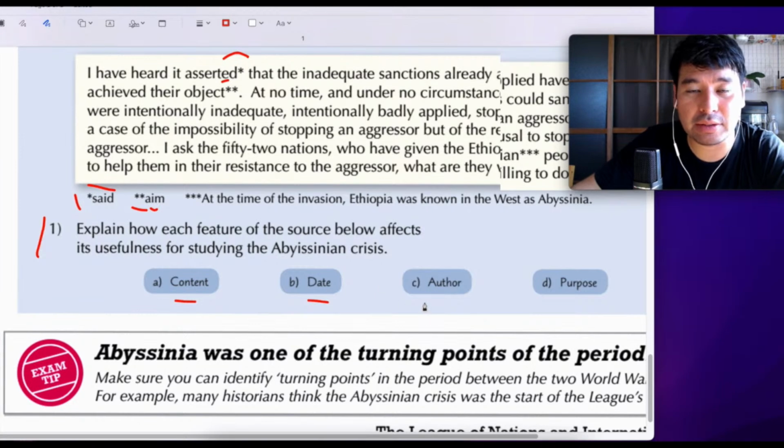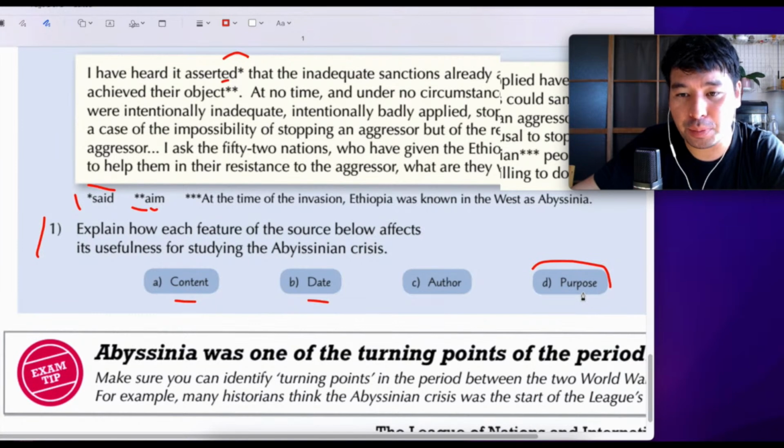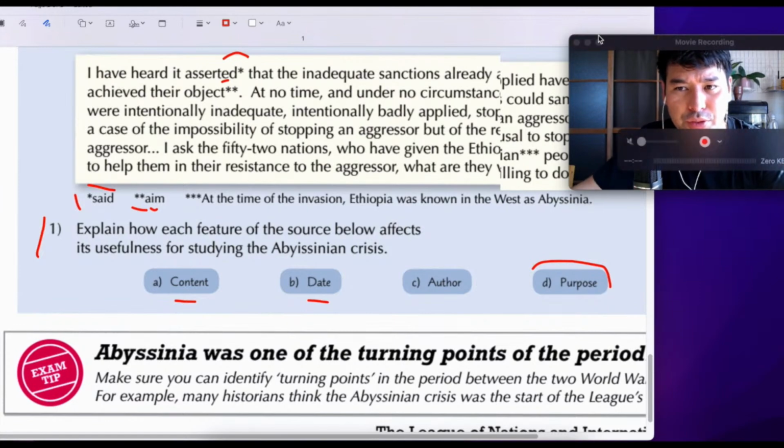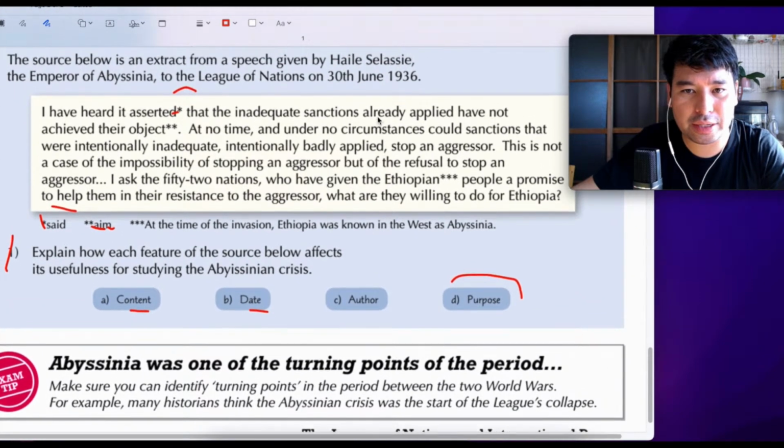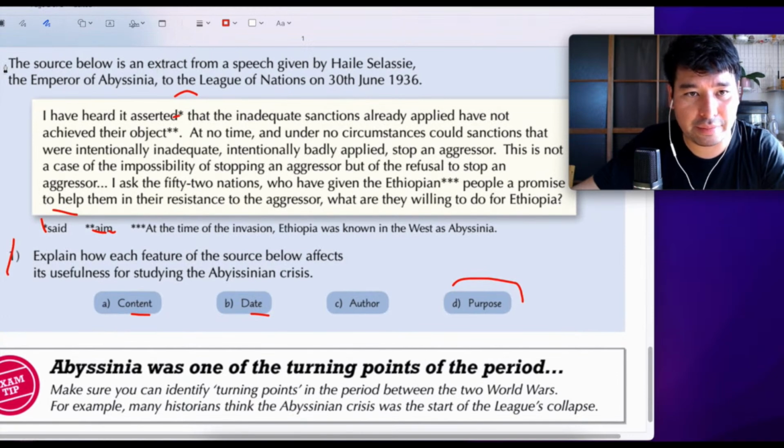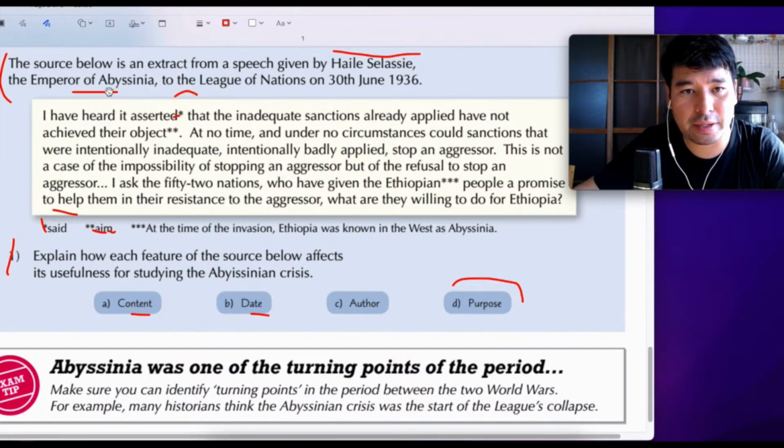Yes, that's the information. The author: who wrote that, who said that? And the purpose: what was the goal of that? So what do you have to do here? You are going to read it. As we can see, we have some information even in the title. The source below is an extract from a speech given by Haile Selassie, the Emperor of Abyssinia, as I told you, the leader of Abyssinia, to the League of Nations on 30th June 1936. That is the point here.